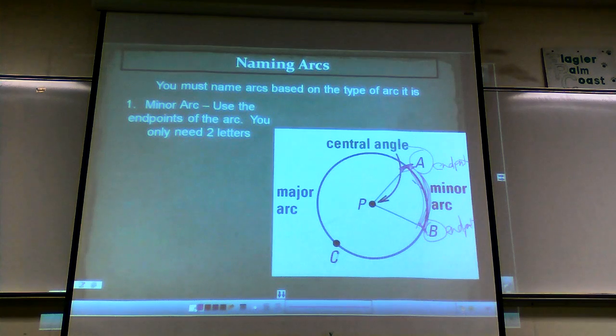Okay, so if I was to name this arc right here, I would call it arc AB. Okay, and since it's a minor arc, I'm using, like it says up here, just two letters, just the endpoints. When you write it out, you write out the two letters, and then you just put a little arc above it, like that. Okay?